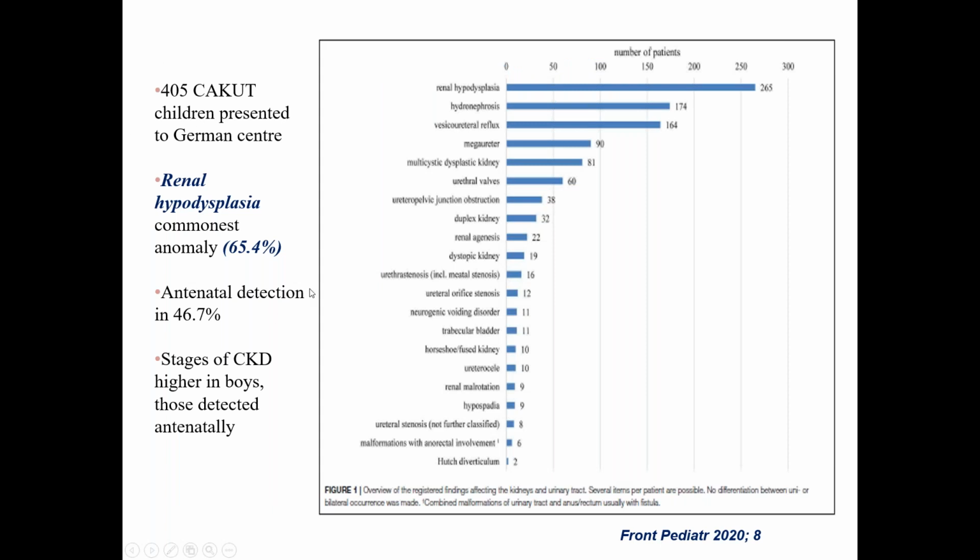Now, this is a recent paper from a German center where 405 children with CAKUT were evaluated. And of all these 405 patients, almost two-thirds had an underlying renal hypodysplasia. So, renal hypodysplasia appears to be the commonest structural abnormality of chronic kidney disease in children, and roughly half were antenatally detected. And the stages of CKD were higher in boys who were detected antenatally.